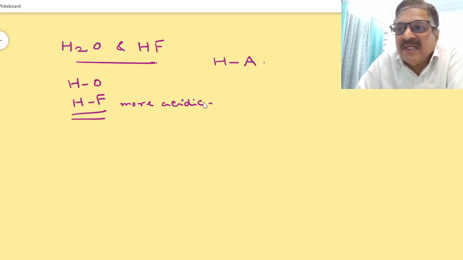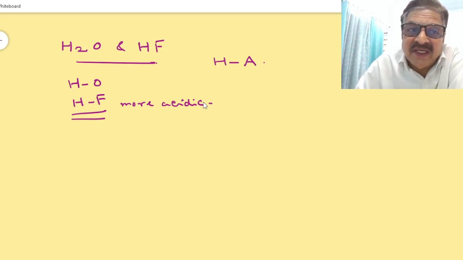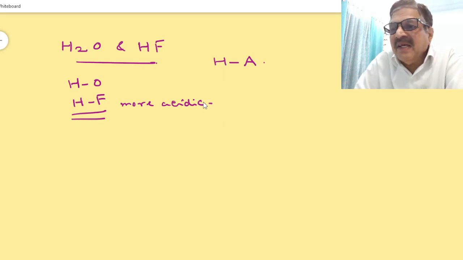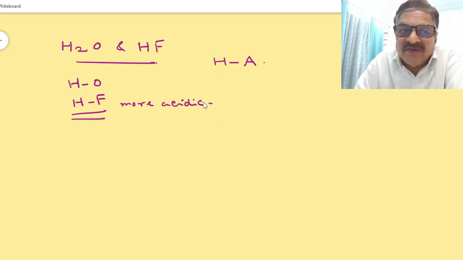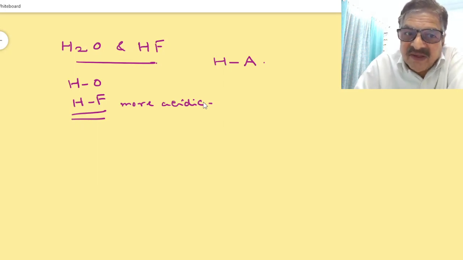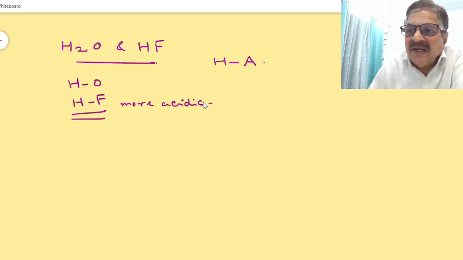You see, both have the hydrogen atom bonded to a second row element, and we know the acidity of HA increases as we go across the row of the periodic table. Therefore, HF is a more acidic, stronger acid than water here.